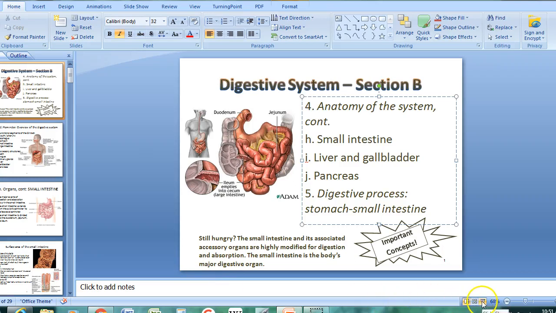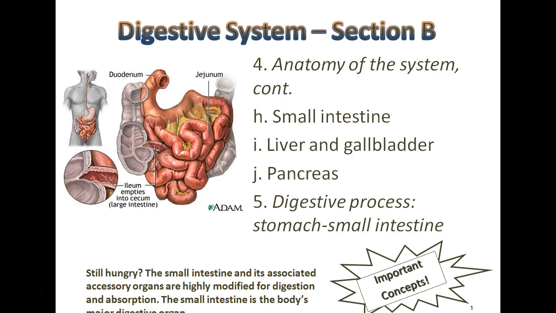Hello and welcome to part two, that is section B of the digestive system for Biology 112, AMP2. This time around, we are looking at the small intestines mostly in this section, and we're going to talk about some accessory organs as well. And then lastly, we'll do a run through the digestive process thus far.